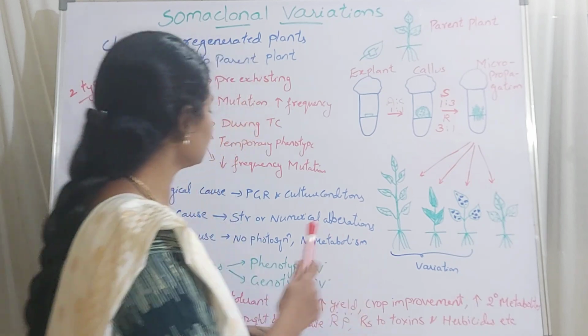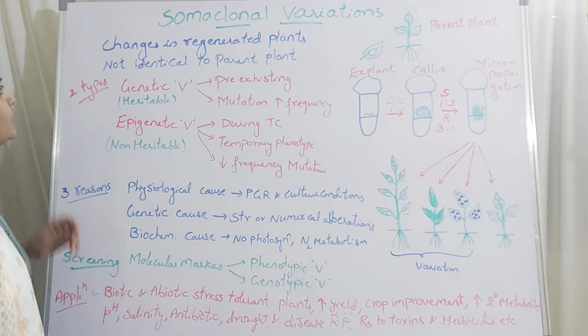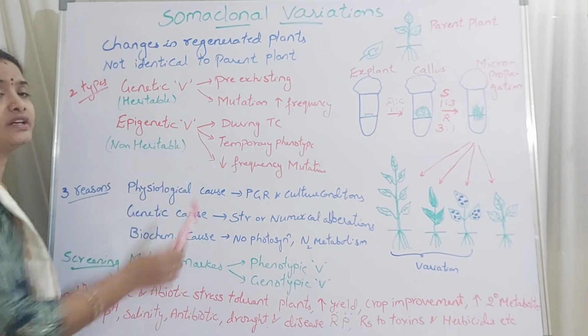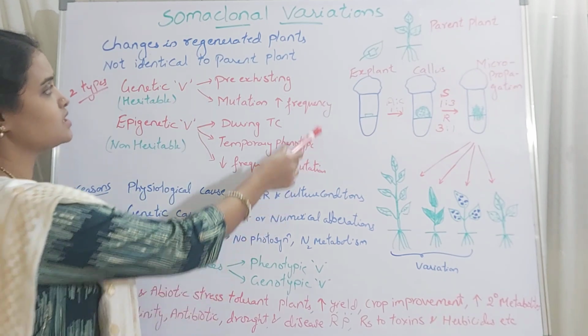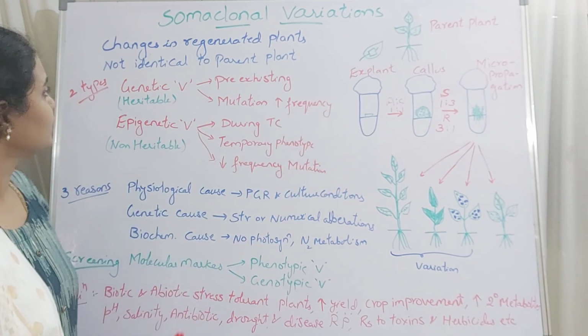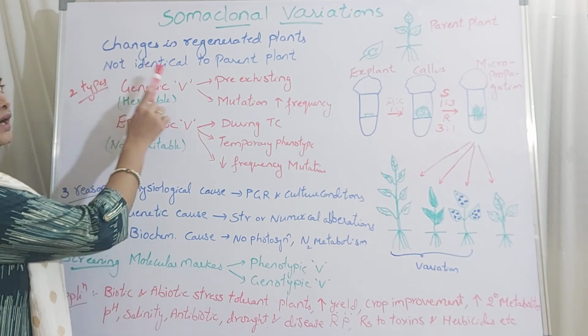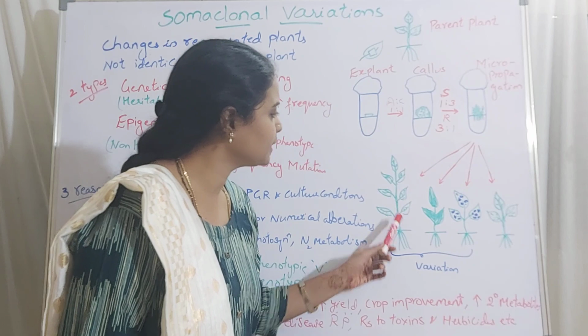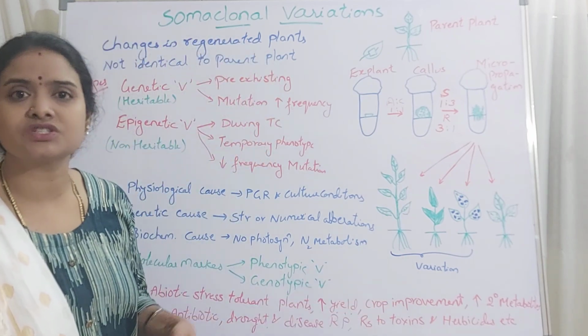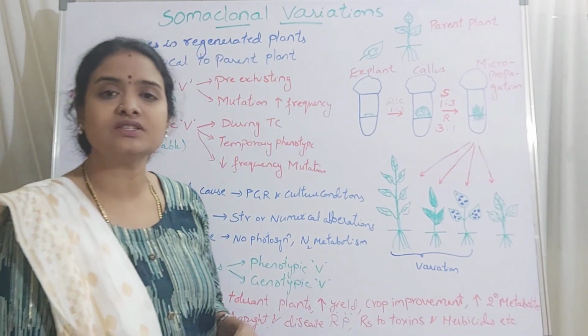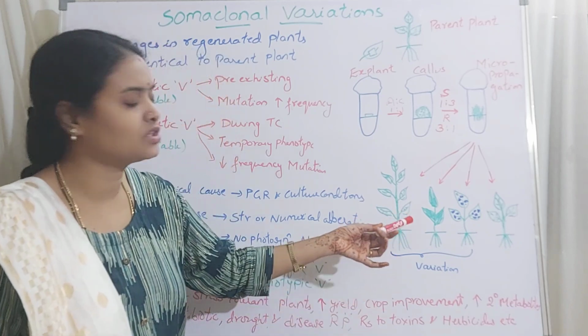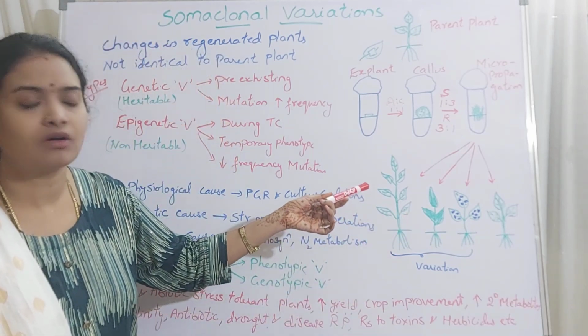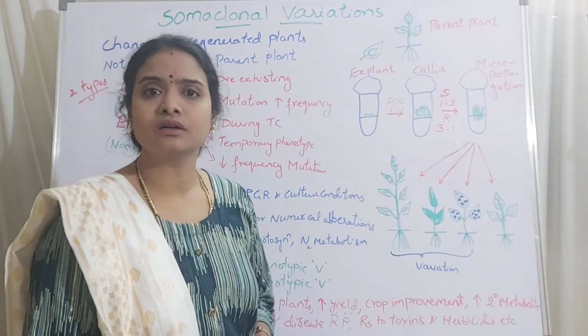Okay, so let us go into detail. Here, the changes in regenerated plants occur during plant tissue culture. They are not identical to the parent plant. As I have shown, there may be a change in the leaf structure, change in the fruit color, or change in the flower color, or pigmentation, height of the plant, or it can be some other characters.